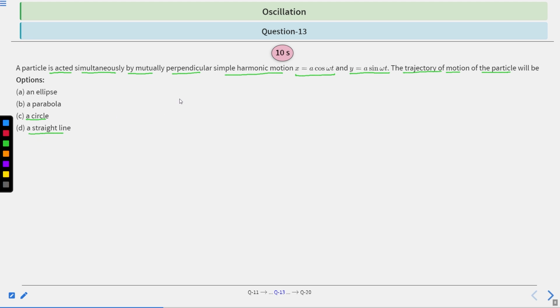You have 10 seconds to solve this question. After 10 seconds, we will provide the solution of this question.